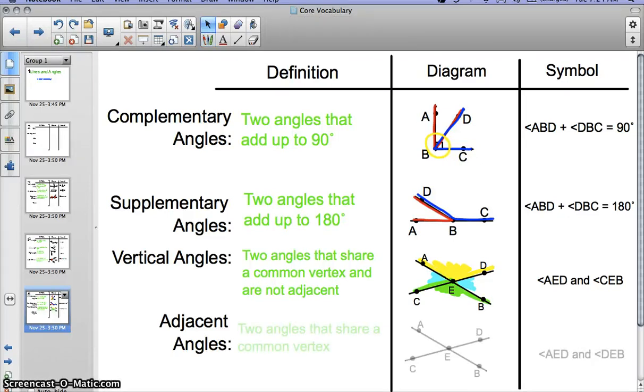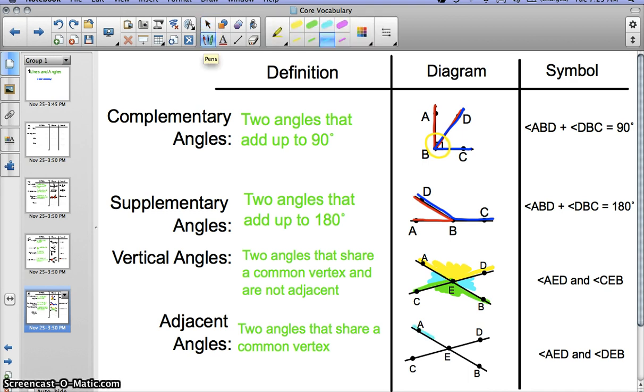And last but not least, adjacent angles, two angles that share a common vertex. Alright, so again, adjacent means next to, so we're talking AED and DEB. We got purple on this one.